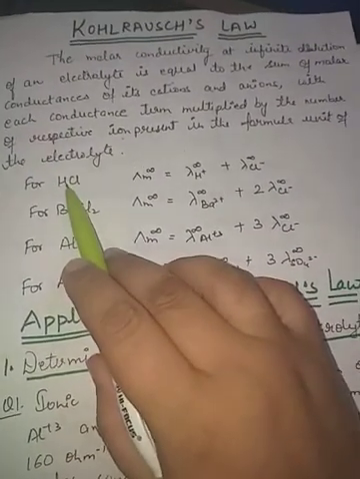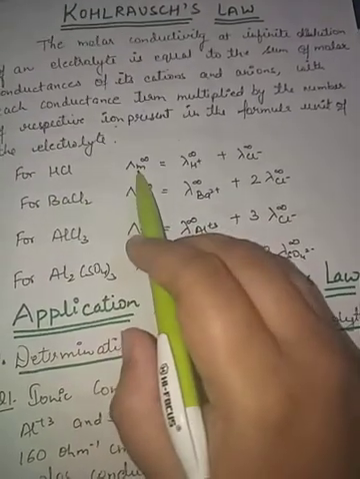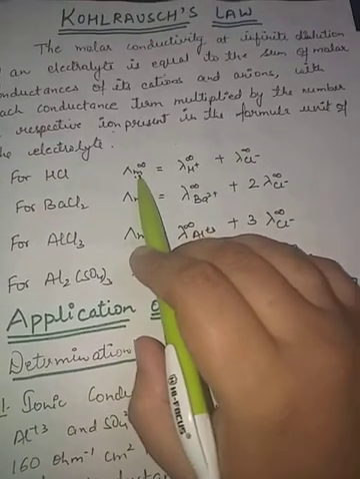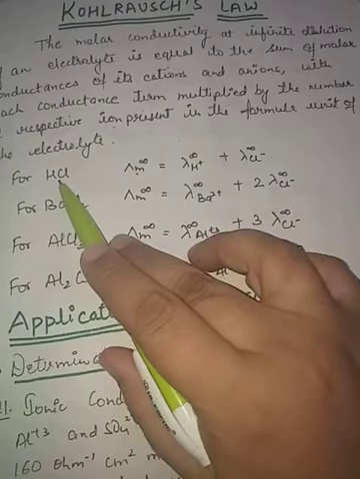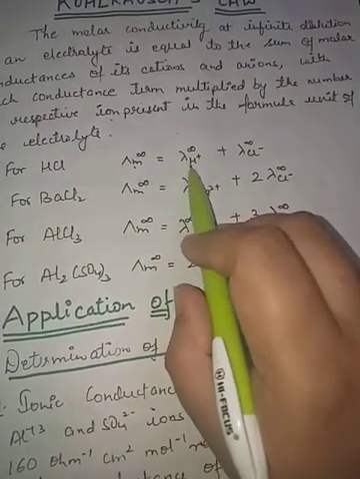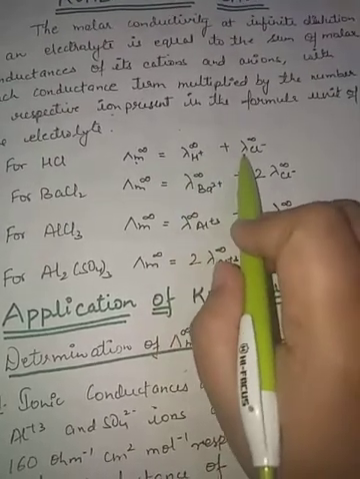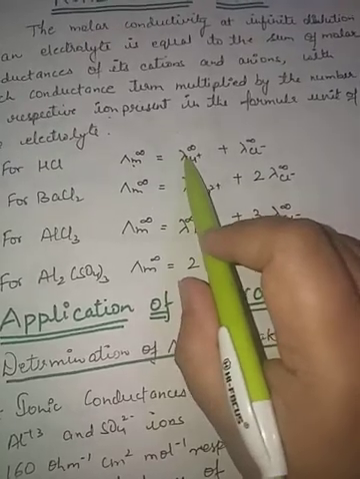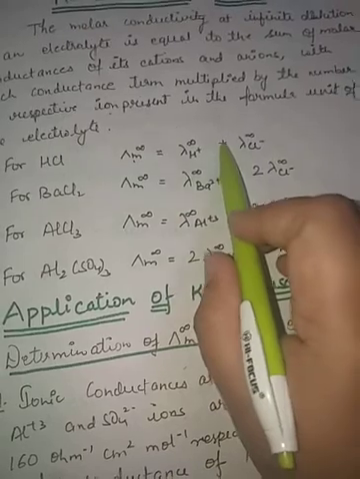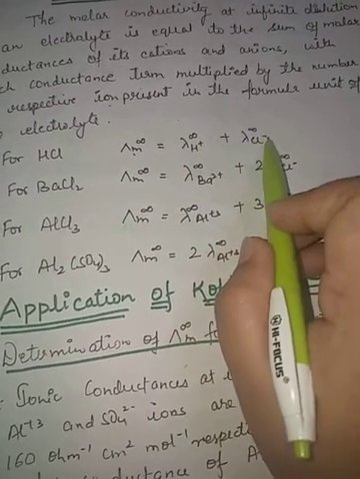Suppose HCl is there. For HCl, if we talk about the molar conductance of HCl at infinite dilution, HCl can be dissociated into H plus and Cl minus ions. So here we'll take the molar conductances of both the ions, cation and anion, present in it. So its molar conductance at infinite dilution is that for H plus plus the molar conductance at infinite dilution for Cl minus.